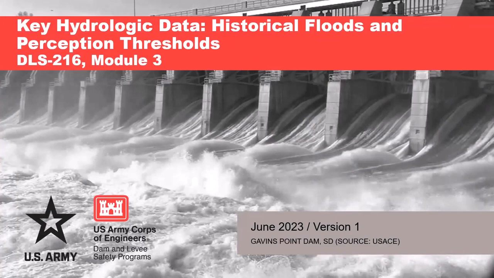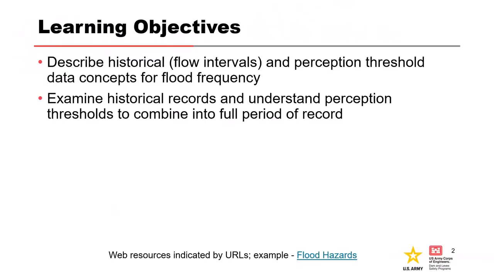All right. So this is the second part of the key data resources, but this is going to focus on historical floods and perception thresholds and their representation in our flood frequency analysis. This time, we'll focus on the historical floods, which will be represented by flow intervals, and perception thresholds that are represented by intervals as well. We want to make sure that we understand the importance of examining historical records so that information can be used to extend our period of record with flow intervals and perception thresholds.